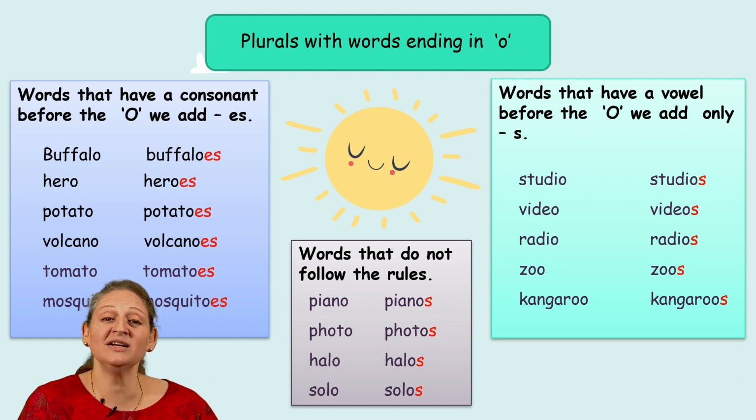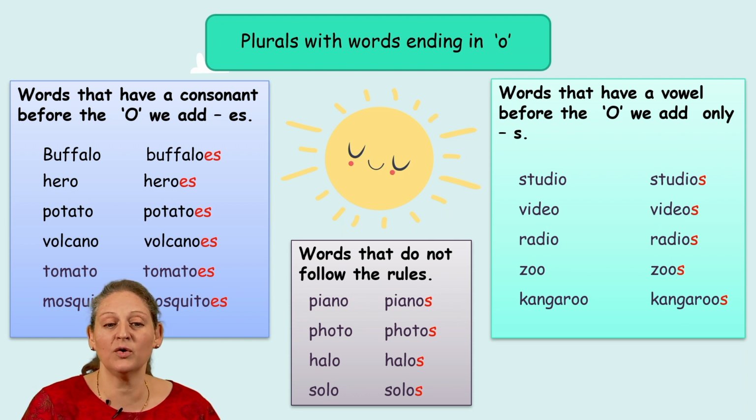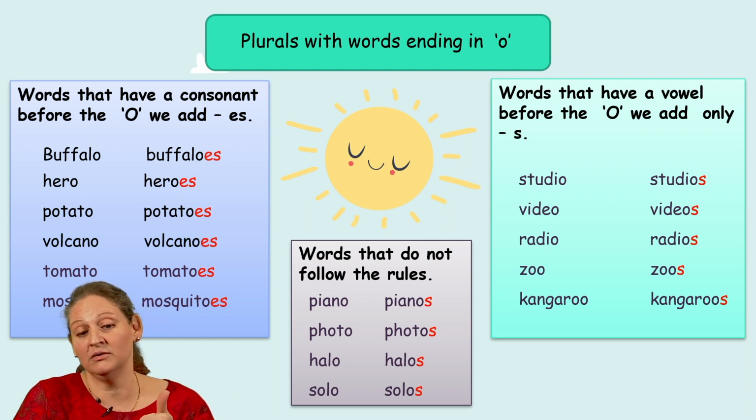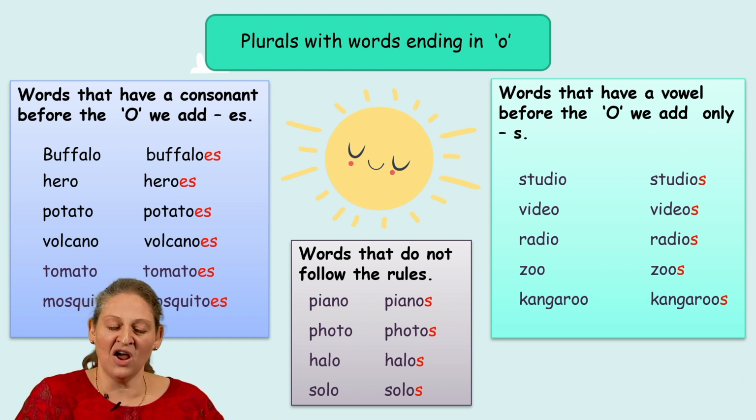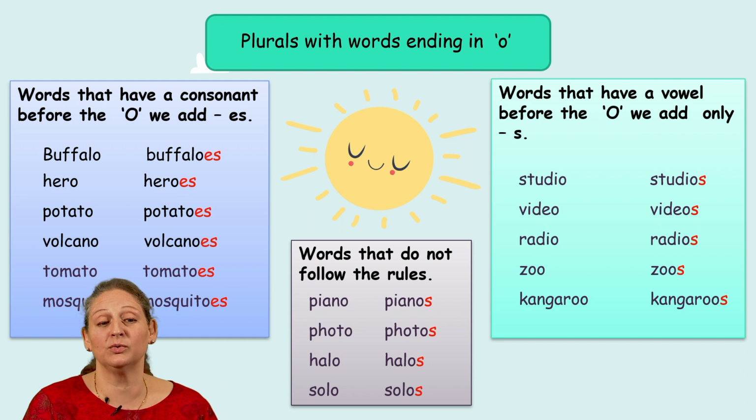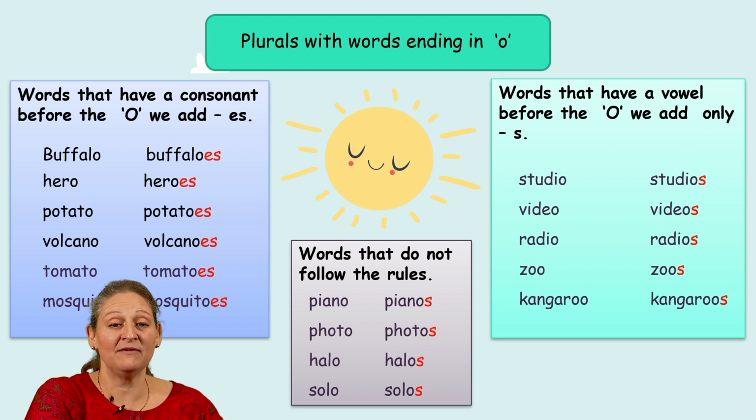All the rest of the words, they follow the rules. What are the rule breakers? Piano, photo, halo, solo. These are naughty words. They break the rules. But in general, the words follow the rules. If there's a consonant before O, we write ES. If there's a vowel before O, we write only S. You got it? If you have any doubt, you can always rewind the video and watch it again.